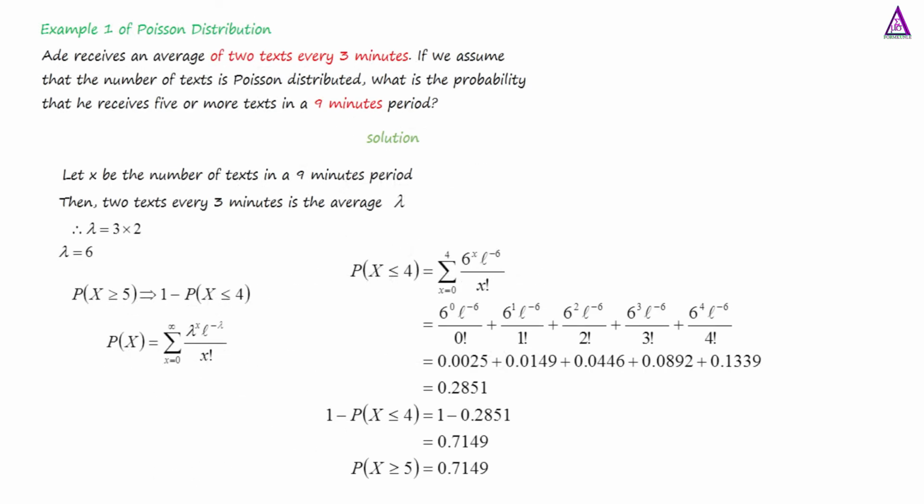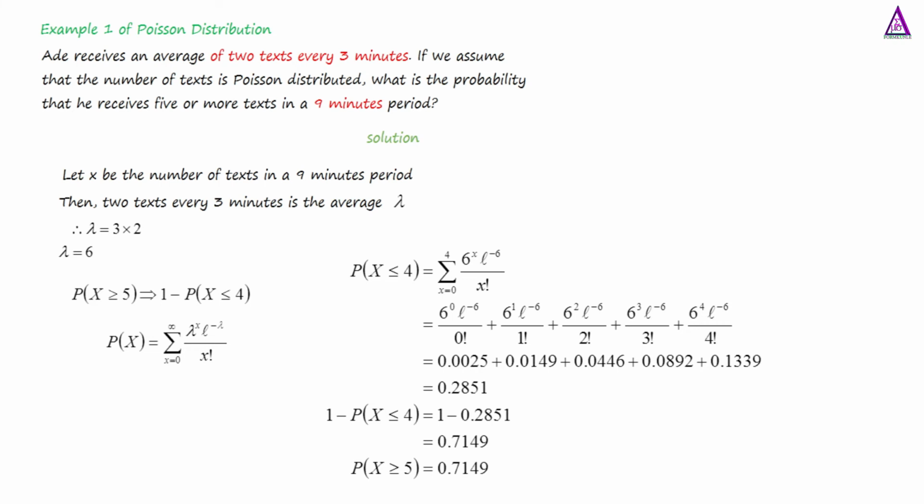Example of Poisson distribution. Ade receives an average of 2 texts every 3 minutes. If we assume that the number of texts is Poisson distributed, what is the probability that he receives 5 or more texts in a 9-minute period? Solution. Let x be the number of texts in a 9-minute period. Then 2 texts every 3 minutes is the average, it's lambda. So lambda equal to 3 multiplied by 2, our lambda equal to 6.